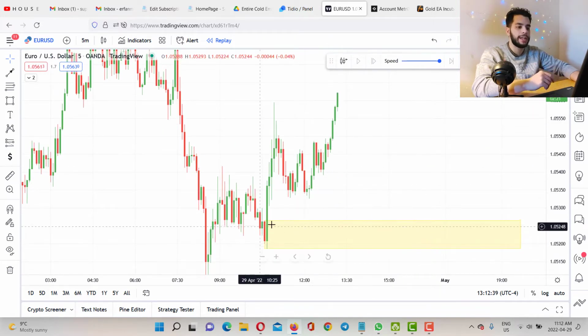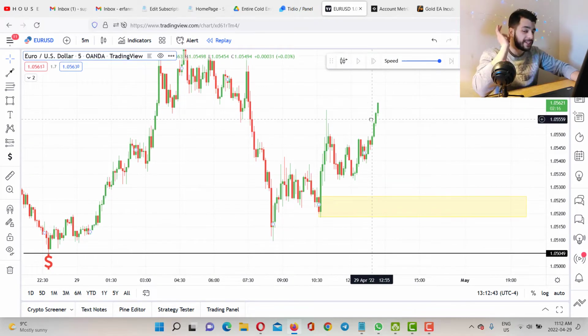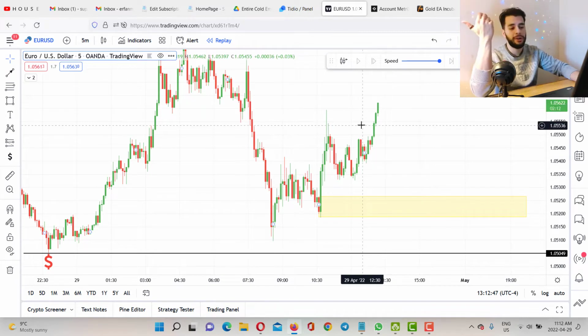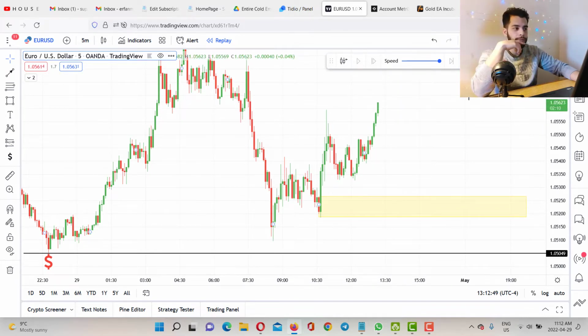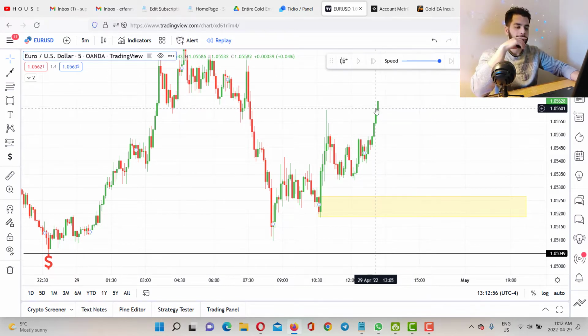See, it never even came back to tap this level, but I got stopped out just because I didn't have a sniper entry, and it was consolidating so much, and that's why I got stopped out like this. So the trade wasn't bad. As I said, the risk to reward ratio was kind of improper, but this is what happened.